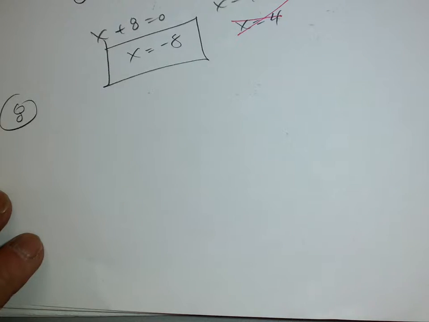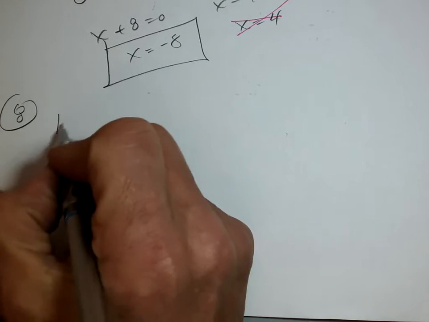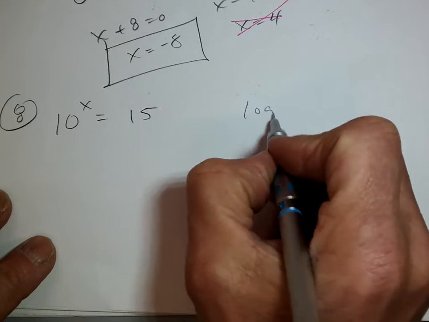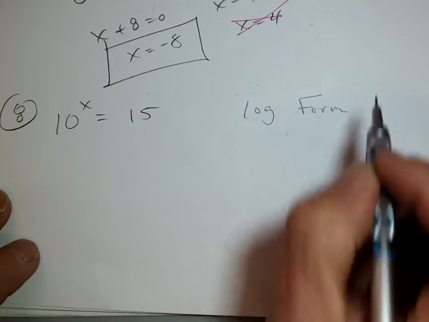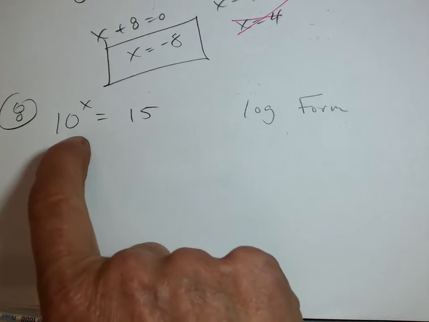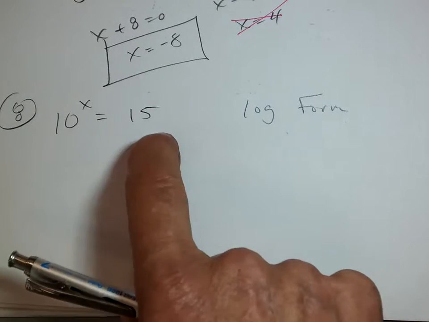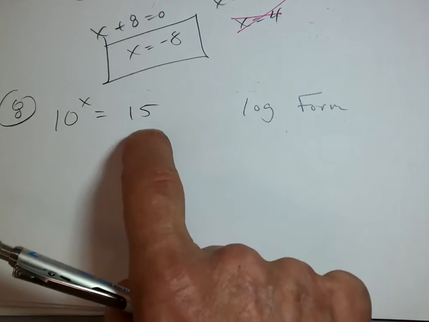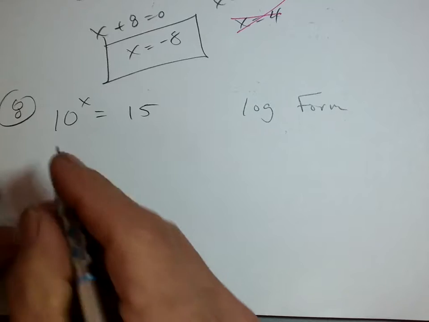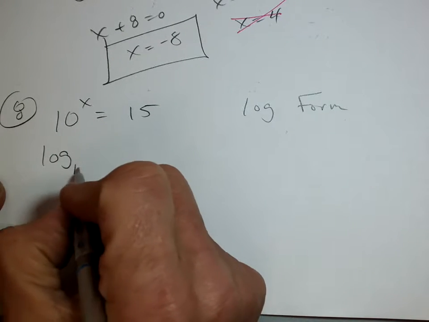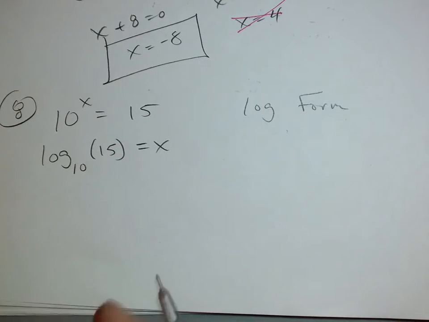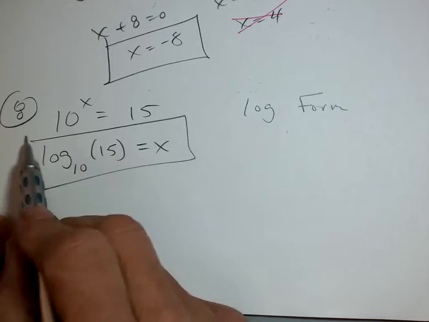I have 10 to the x equals 15, and we need it in log form. It's going to be, you ready? Log base 10 of 15 equals x. Remember doing that? So we're going to go log base 10 of 15 equals x. Don't solve it. Just rewrite it in log form, okay?